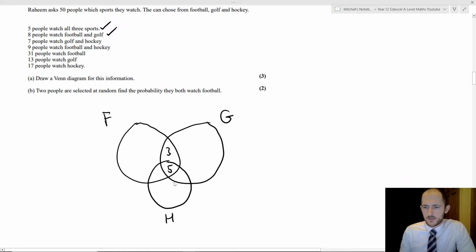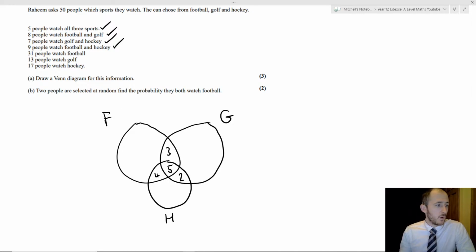Here, in this region here, there should be 7 people. Currently there's 5, so we need to add 2 more. And lastly, football and hockey, there's 9, so we should just put 4 in here. So can you see we're starting from the middle, working our way out.